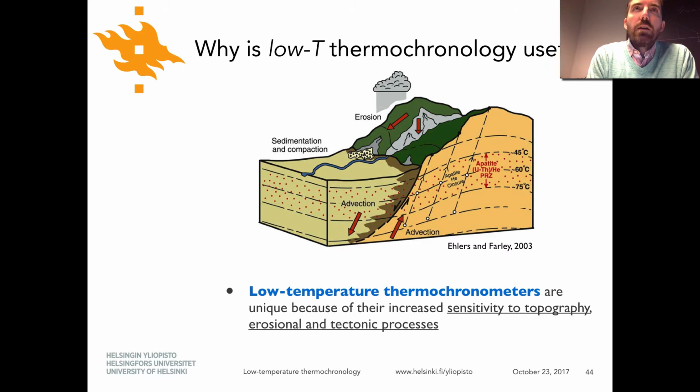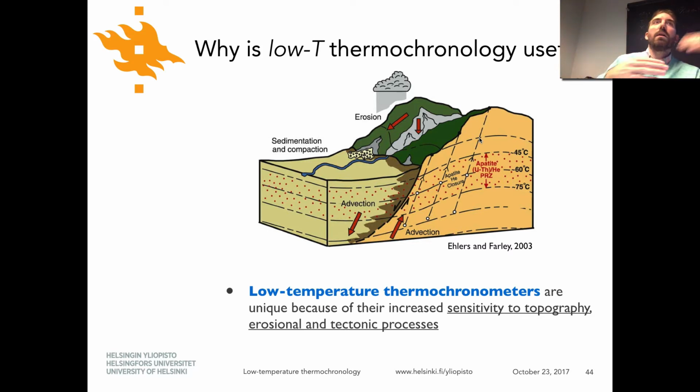So one of the really important things about low temperature thermochronology is that we're more sensitive to the shape of the Earth's surface, to topography, than we are for high temperature systems. And we'll see why that is in just a moment. But essentially, the idea is that the isotherms, these lines of temperature within the Earth, will be bent or deformed by the topography at low temperatures.